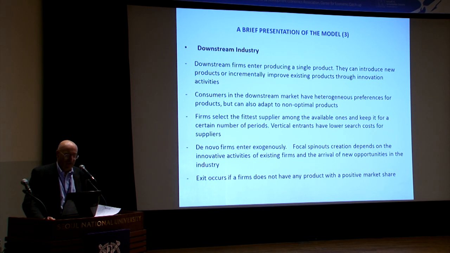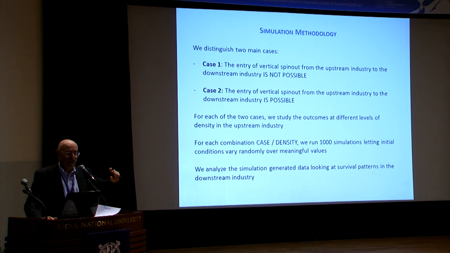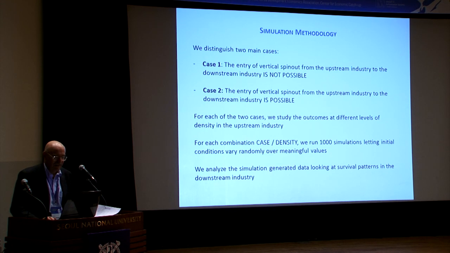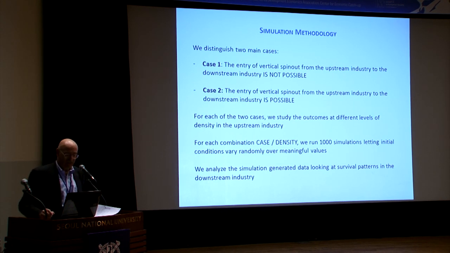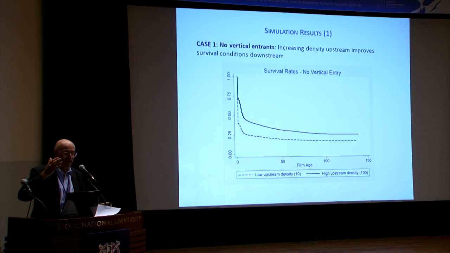Well, you have two cases, typical of a history-friendly model. The case in which we shut out vertical spin-outs, with no possibility of firms moving from one industry to another, and the other, when there is the possibility. And these are the simulation results. In case of no vertical entrance, this is what the previous work says: increasing density upstream improves survival conditions downstream, in the sense that it benefits through lower prices and so on.